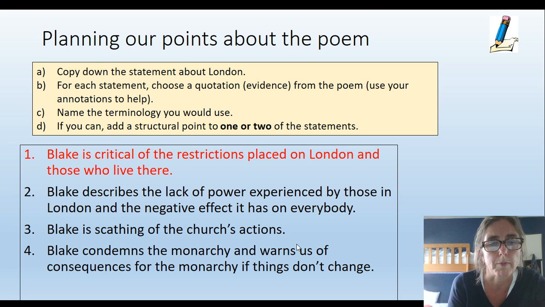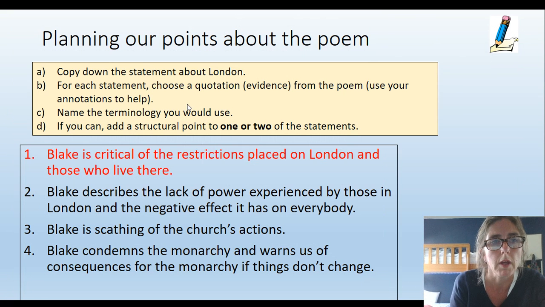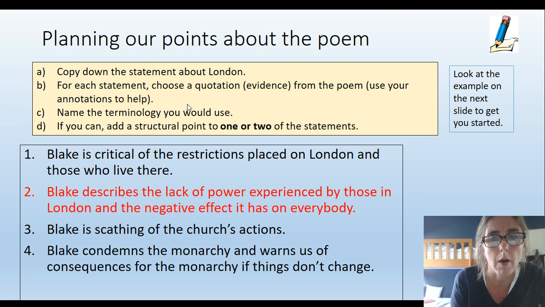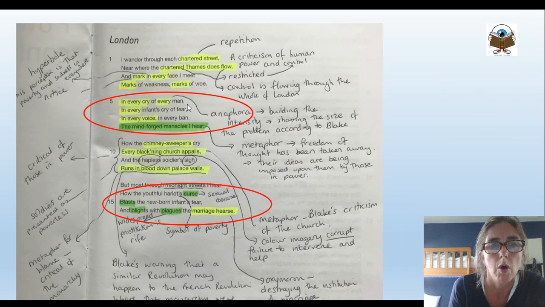So first of all, Blake is critical of the restrictions placed on London and those who live there. So on your annotated poem, this bit here at the top, where it talks about the charted streets, the charted Thames, and the mine-forged manacles, all of that would be good evidence for the first statement. The second statement, where Blake describes the lack of power experienced by those in London and the negative effect it has on everybody, well, I think the second verse here is about lack of power.